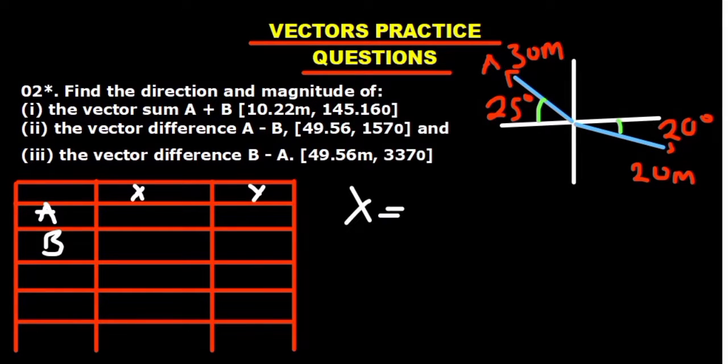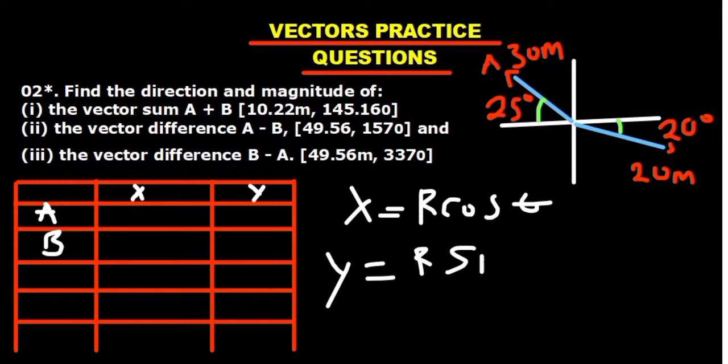Okay, using this formula. So for x, it's the magnitude multiplied by cosine the angle. The angle should be with respect to the positive x-axis. So for the y-axis, it's supposed to be sine the angle. Okay. So we'll start with A.